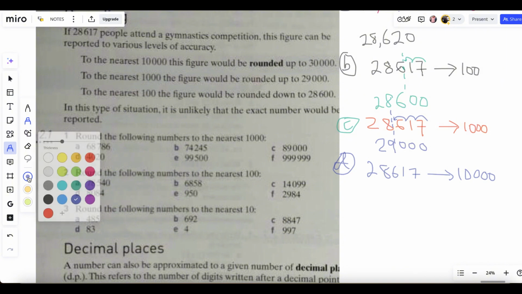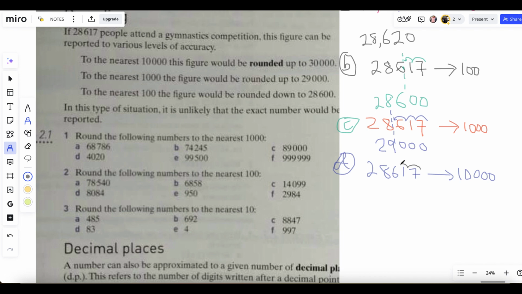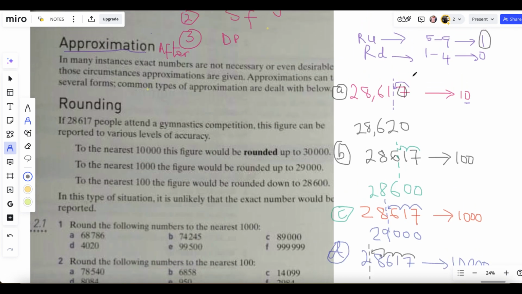We start from here, we count 4 times: 1, 2, 3, 4. So we break it from here. We put the broken line here. Then the next thing to do, you check the rightmost number to the broken line, and find out whether you can round it up or round it down.